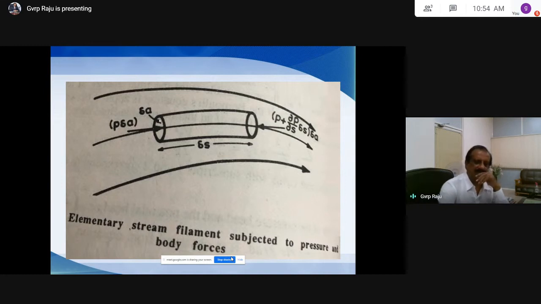Now let us say the intensity of the pressure here is small p, which is equal to force by area. The area of the cross section is dA. So the pressure intensity is p and the area is dA. Then what is the force here? p into dA. The pressure force at this location is p into dA.